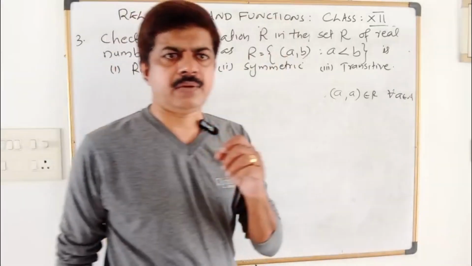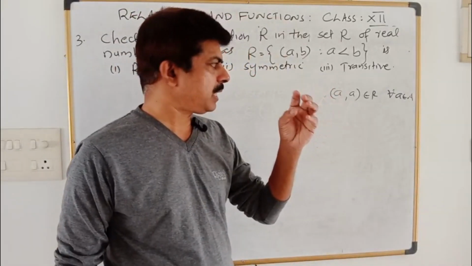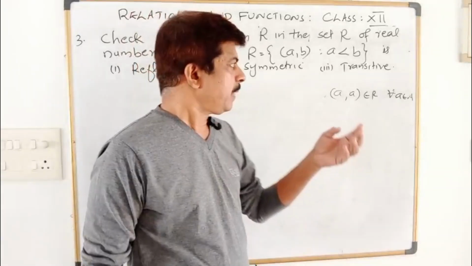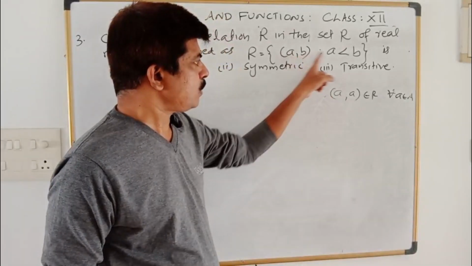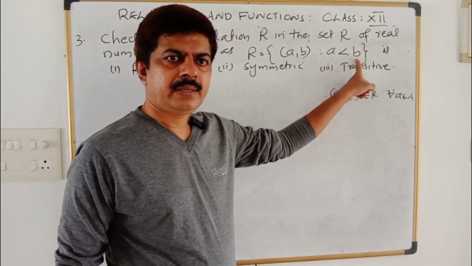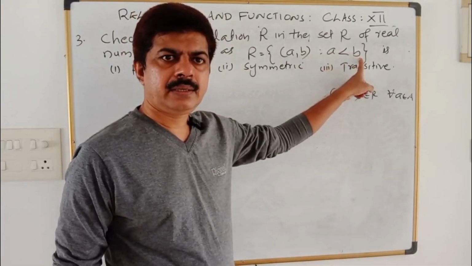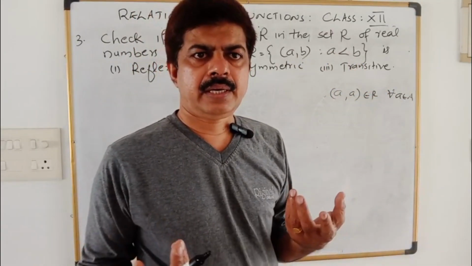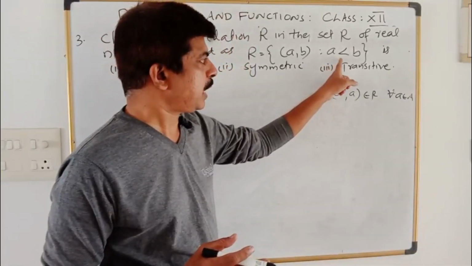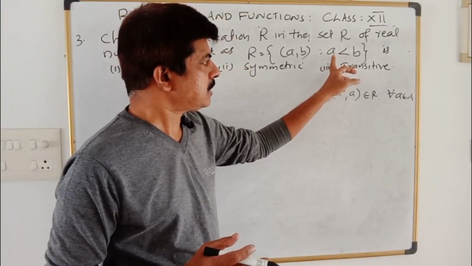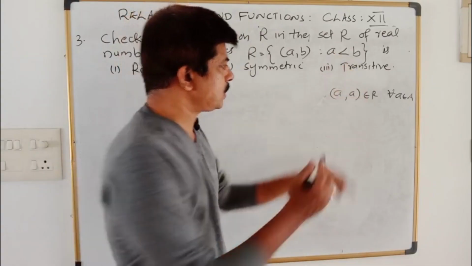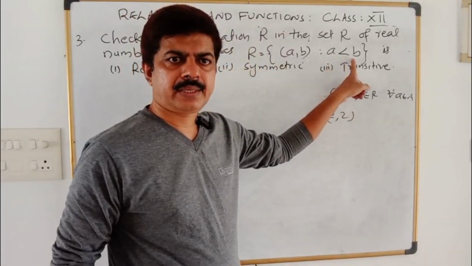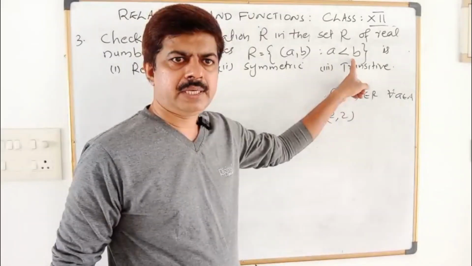One set will be given. So we take any number from that set. Then we have to check. Suppose we are taking 2, 2. As per this relation, can you say 2 less than 2? Or can you say 3 less than 3? No. So this relation is not reflexive. We cannot say 2 less than 2, so it is not reflexive.